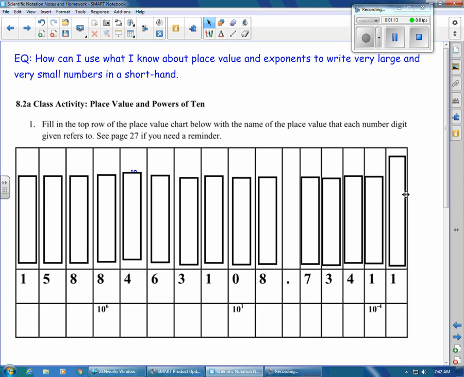And your essential question here is, how can I use what I know about place value and exponents to write very large and very small numbers in a shorthand? So we're going to start with a review of place value and powers of 10.